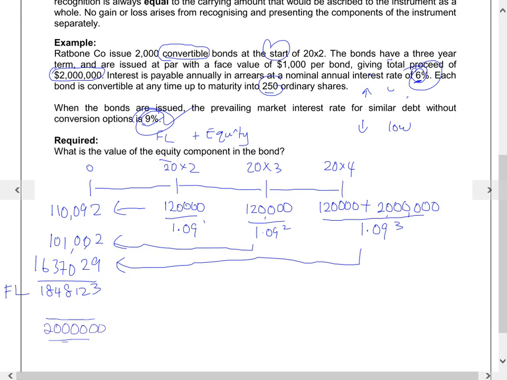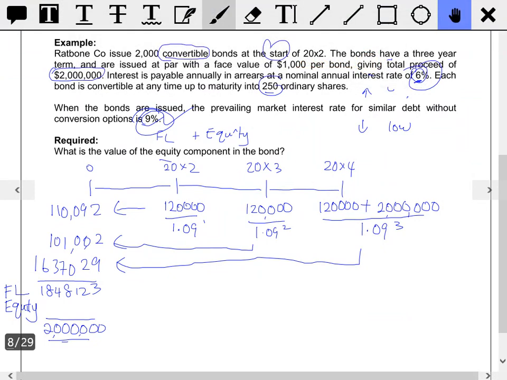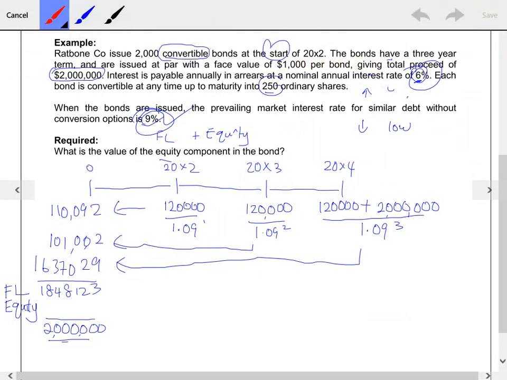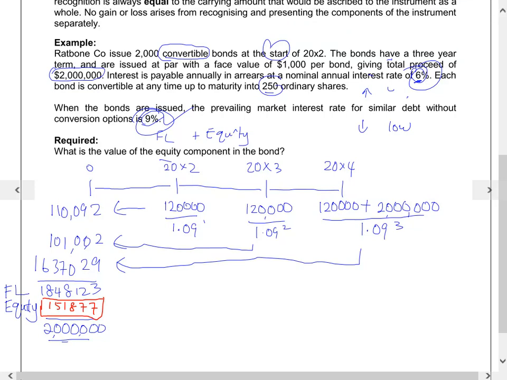Financial liability is 1848. What about my equity? 152. Correct? I have split between liability and equity. What do I do with my equity? Do I remeasure my 152? No remeasurement on my equity. So what do I do with this 1848? I will measure them at either amortized cost or fair value. We haven't learned fair value, therefore we're going to measure them at amortized cost.